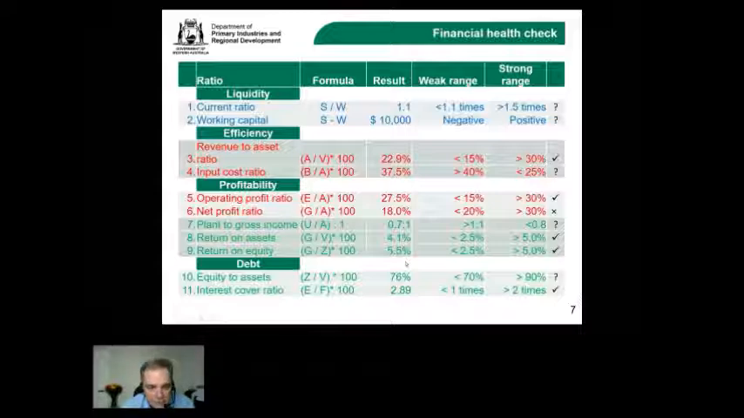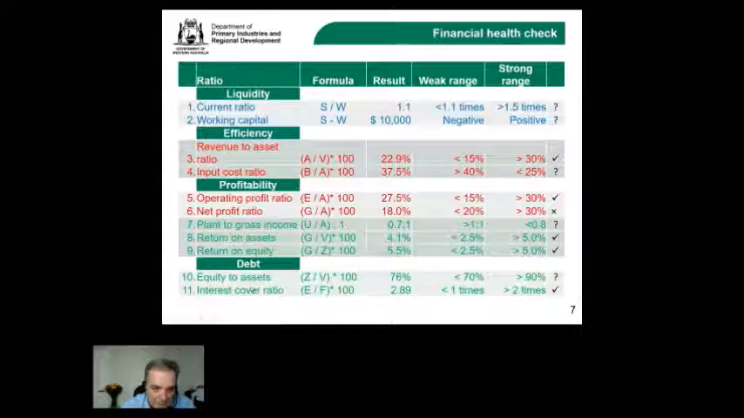The final two ratios are around debt. Equity to assets: how much of the farm do we own? The bank is very interested in this one, because their security is largely tied up in the assets of the farm. More particularly, it's tied up in the land and buildings on the farm. The current assets tend not to be taken into account that much by the bank, and the plant and equipment they write down quite a degree. So they're really looking at the value of the land against how much loans you have.